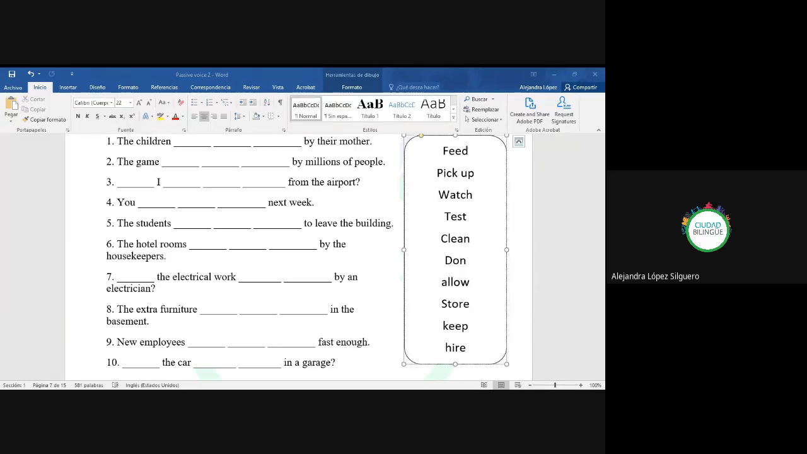The children are being fed by their mother. Do you listen? Let's listen again. Vamos a escucharlo de nuevo. The children are being fed by their mother.